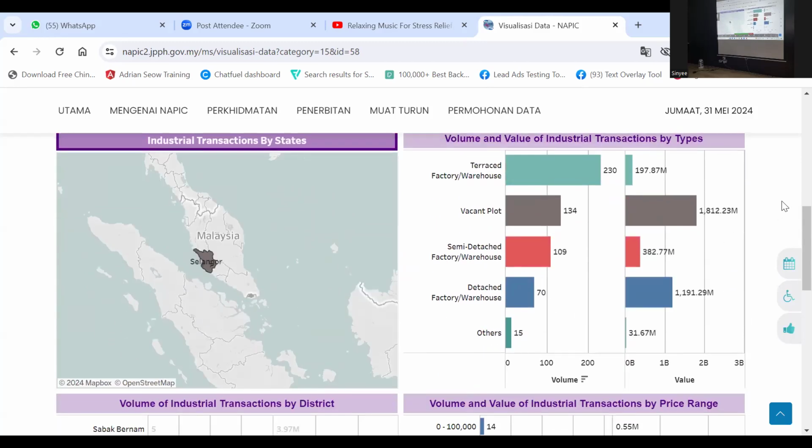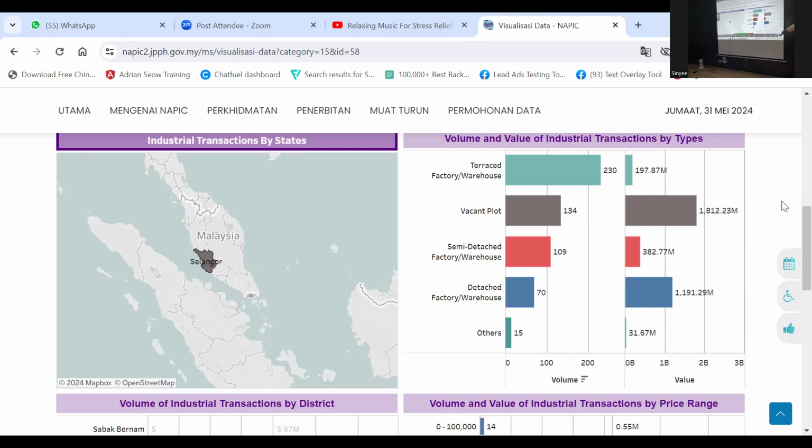Being an industrial property agent, this is very important. You need to know the data, then only you'll be able to identify the correct direction that you should be doing. Don't do things blindly. For example, right now I ask you to do Klang. Is it the right decision? Or you are doing Kundang. Is it the right place for you to do? You have no idea.